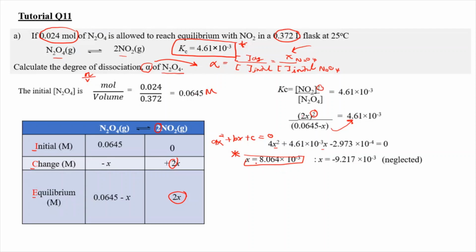Okay, and from here you can straight away find the degree of dissociation, alpha. The degree of dissociation alpha is equal to x, which is the change in concentration, divided by the initial concentration, which refers to the N2O4 here. So our x, we have obtained that, which is 8.064 times 10 to the power of negative 3, and then our initial concentration is obtained here, 0.0645 molar. So once we do the maths here, we're going to get the degree of dissociation to be 0.125 without any unit. Okay, so this is how we find the degree of dissociation.